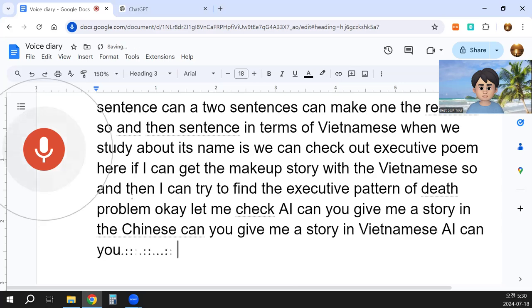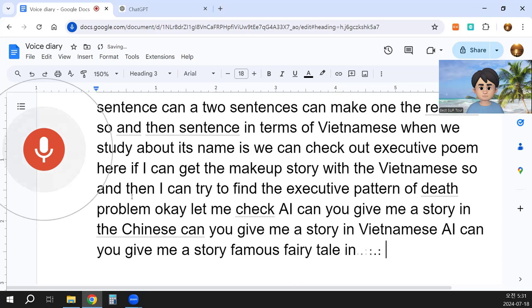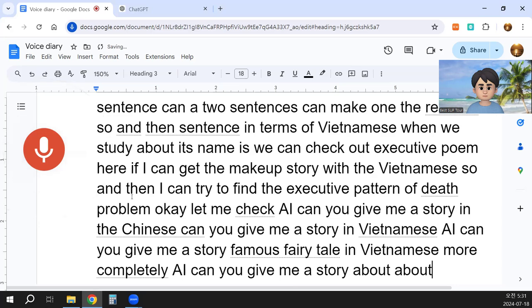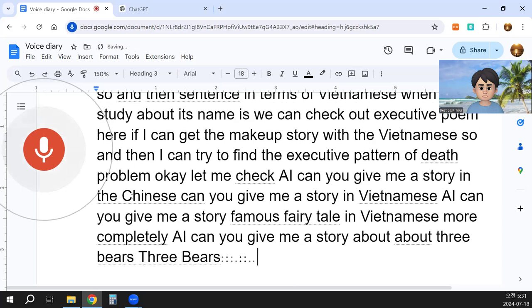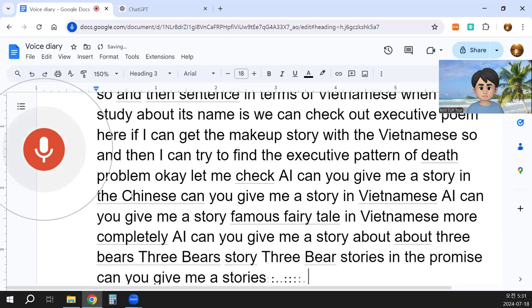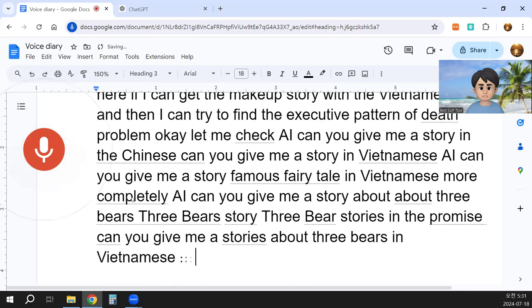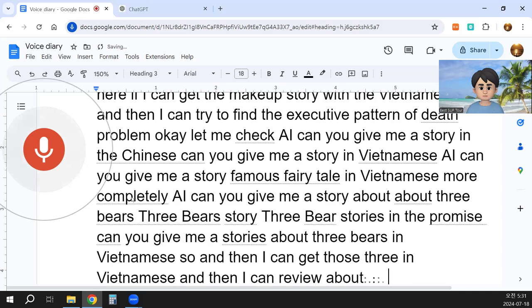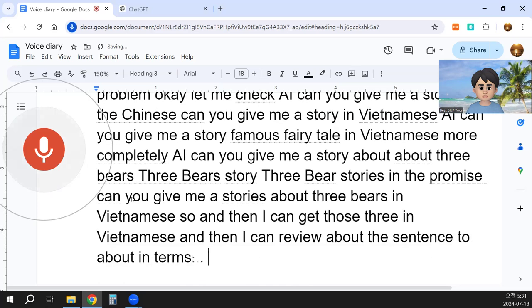AI, can you give me a famous fairy tale in Vietnamese? More concretely, AI, can you give me a story about three bears in Vietnamese? So I can get the story in Vietnamese, and then I can review the sentences in terms of adjectives, and let's check.